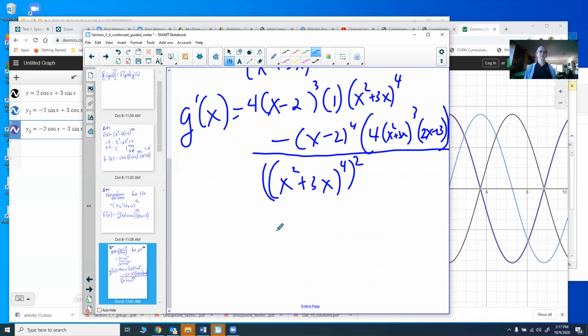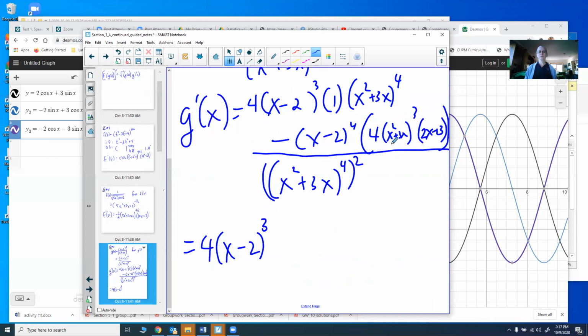So now let's see if we can do something with this to make it look a little bit nicer. I notice I have an x minus 2 cubed in this term. I'm going to have an x minus 2 to the 4th in this one. We always take out the lowest power. I also notice I have a 4 in both, so we can take out a 4. X minus 2, the lowest power will be to the 3rd. I notice I have an x squared plus 3x to the 4th in this one.